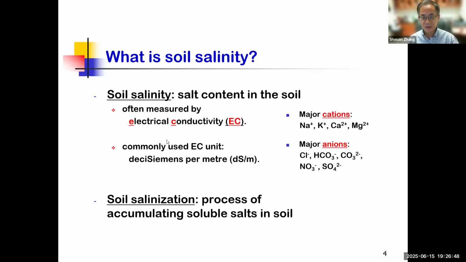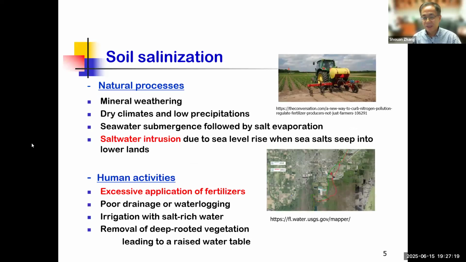Soil salinity is salt content in the soil due to soil salinization, a process of accumulating soluble salts in the soil. Soil salinity is often measured by electrical conductivity, EC, with a unit of decisiemens per meter. Primarily, soil salinization is caused by saltwater intrusion on coastlines and excessive fertilizer application in inland areas.